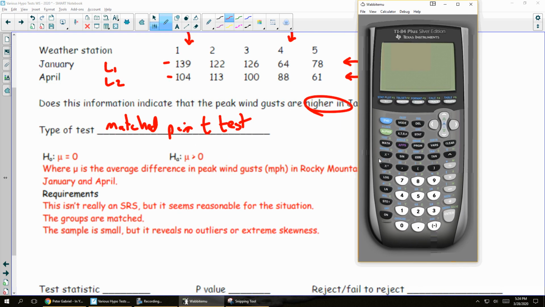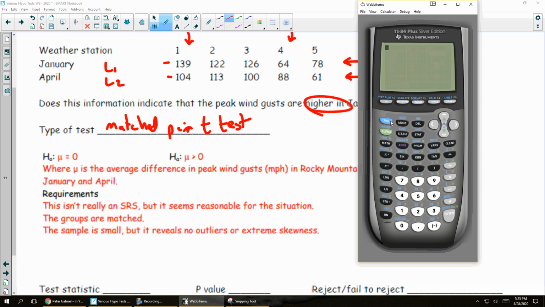Let's check that out. So I'm going to type these numbers into my calculator. So L1 is 139, 122, 126, 64, and 78. Nothing here. And then these are 104, 113, 100, 88, 61. And then in this one, I'm going to make it L1 minus L2. This is what I'll do my test on. This is where I'll get my X bar and my S.